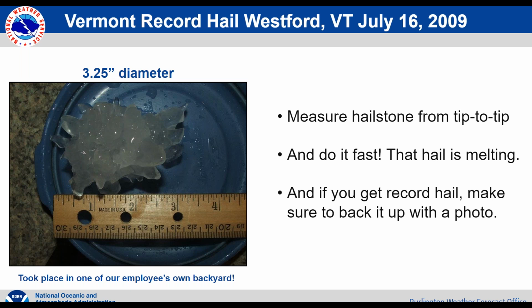When you're reporting hail, measure from tip to tip and do it fast. That hail is melting. And if you ever have anything greater than 3 1/4 inch diameter, especially take a photo to back that up, because 3 1/4 inch diameter is the record hailstone in our forecast area. The record hailstone for our forecast area was taken, in fact, in one of our employees' own backyards. So that's always a fun thing. No matter how misshapen it is, measure from either end of the tips here. So here you go. You can tell I never went to an art class.